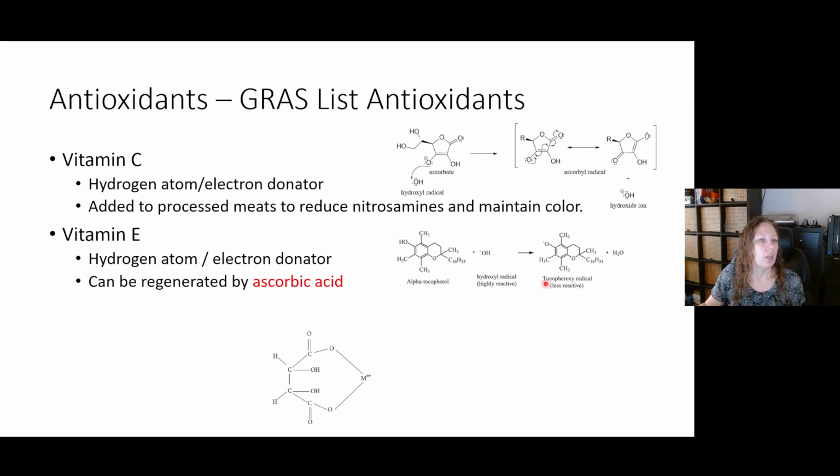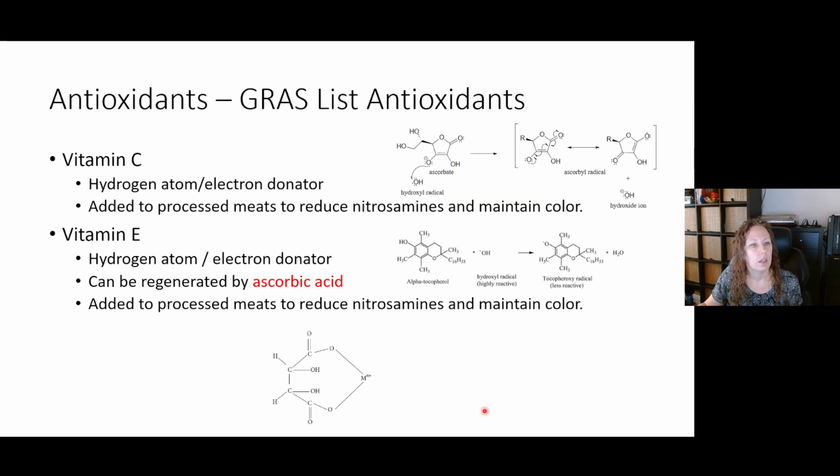Okay. Vitamin E can be regenerated by ascorbic acid, so it can interact with the ascorbic acid, and the ascorbic acid will give it a hydrogen, and then it becomes back to regular alpha tocopherol, and then it can continue to act as an antioxidant. It is added to processed meats to reduce nitrosamine. Oh, and the book says citric acid, but ascorbic acid is what it should be. And vitamin E is often added to processed meats to, like the vitamin C, reduce nitrosamines and maintain color.